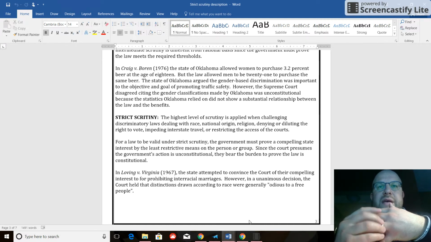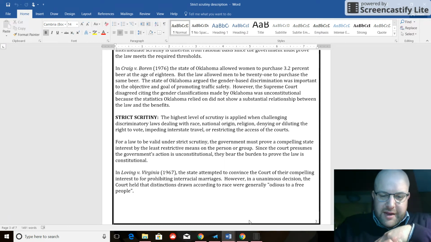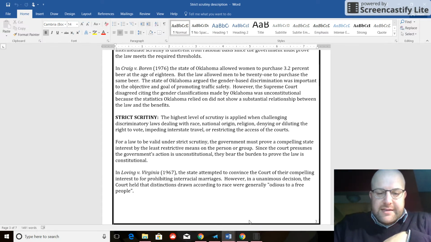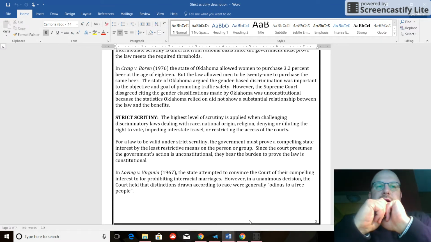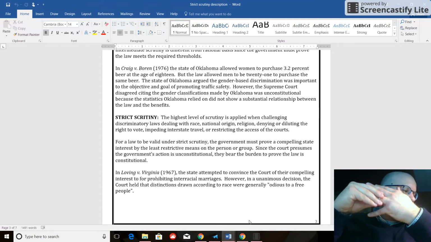There's no benefit to this law. It's actually odious to a free people. So they overturned that decision, overturned Virginia's attempt to prohibit interracial marriage, and that has been the law that has stood since 1967. Another example would be an Alabama law that made only women and not men eligible for alimony in the state, and the Supreme Court overturned that.